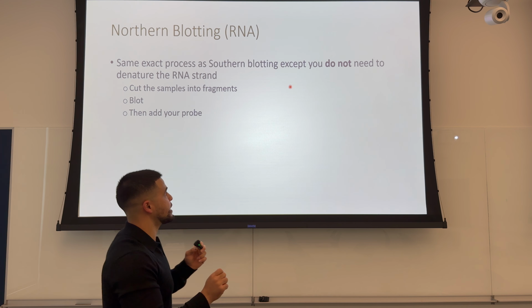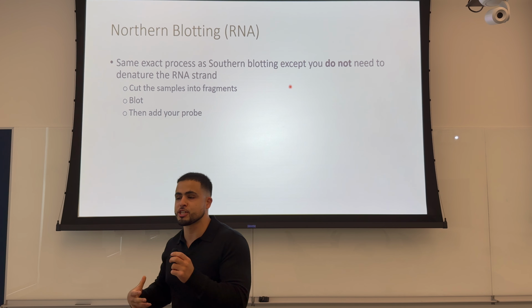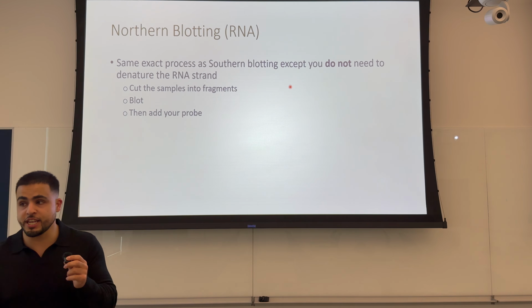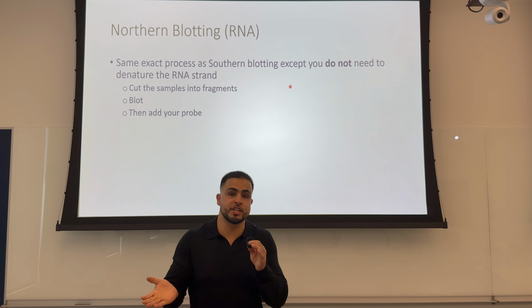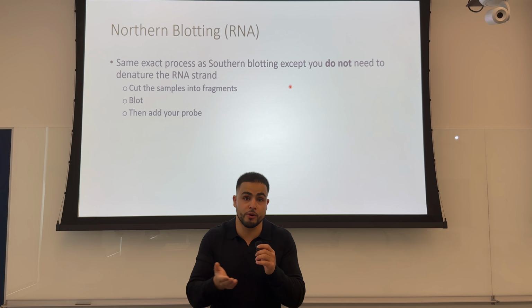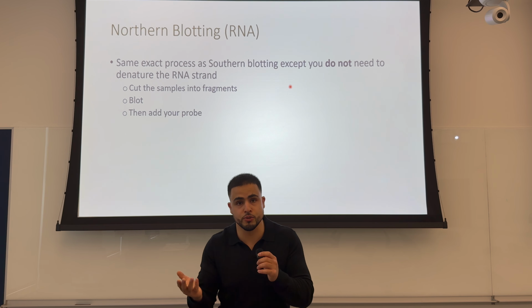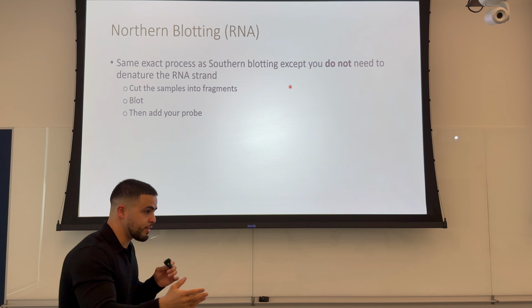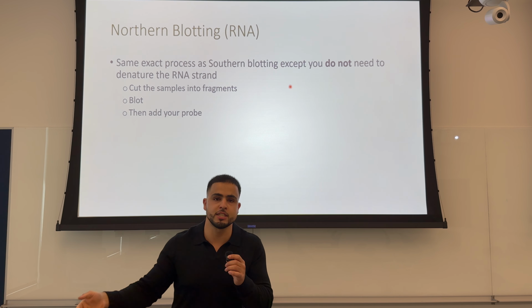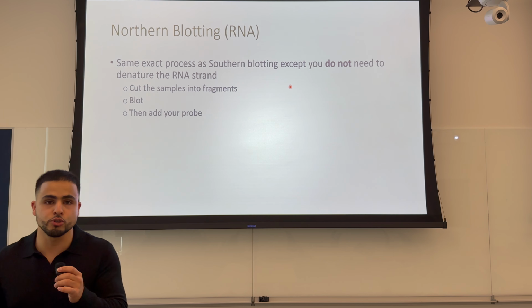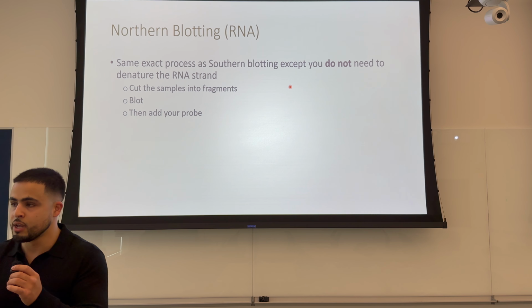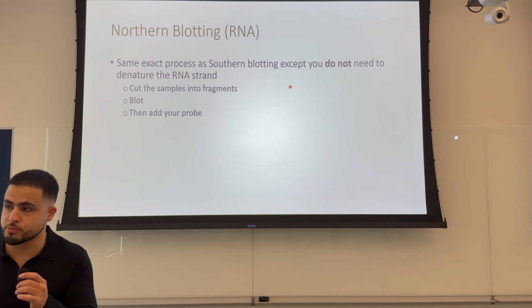Next, Northern blotting. We're not going to discuss it in detail because it's pretty much the same exact process as Southern blotting. Really, the only difference is that you don't need to denature your sample because this is already single-stranded RNA, right? RNA is by definition single-stranded, so you don't need to denature it. So you're going to cut your samples, you're going to run the gel electrophoresis, and then you're going to blot and add your probe, which again is single-stranded DNA that's fluorescently labeled so that you can detect whether your RNA sequence is present or not.